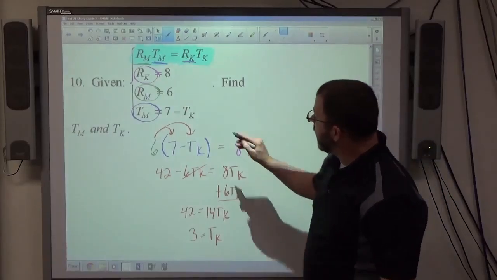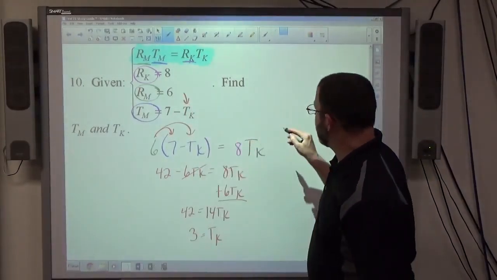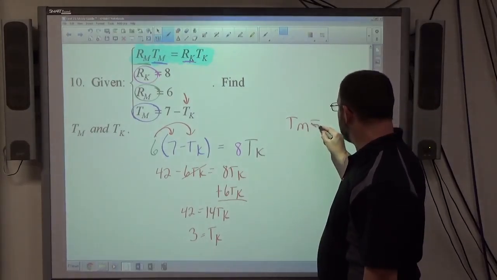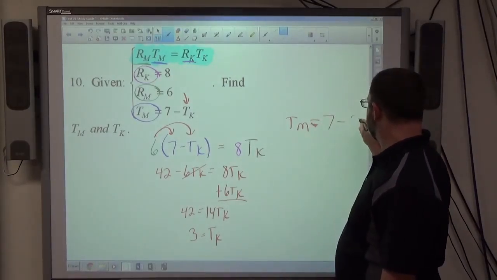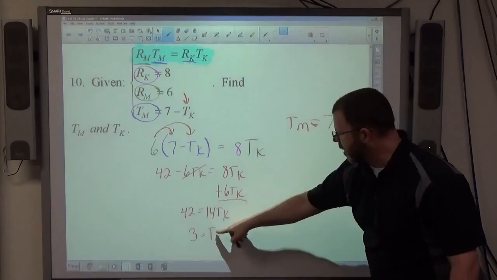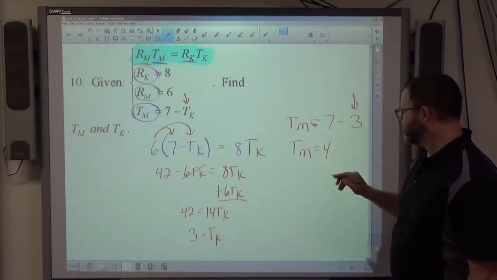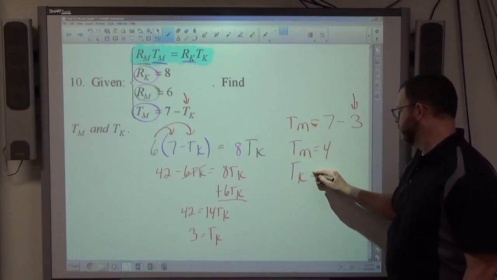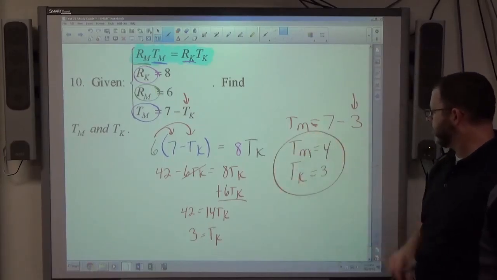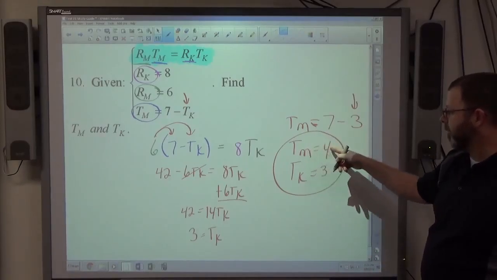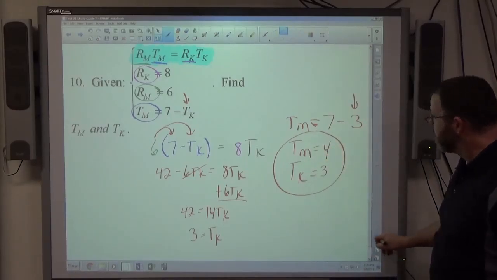Once I know what t sub k equals, right there, I can figure out t sub m. T sub m is equal to 7 minus t sub k, and t sub k's value is 3. And 7 minus 3 is equal to 4. Just like that, we get both answers. No ordered pair necessary, they just write it like that. T sub m equals 4, t sub k equals 3.